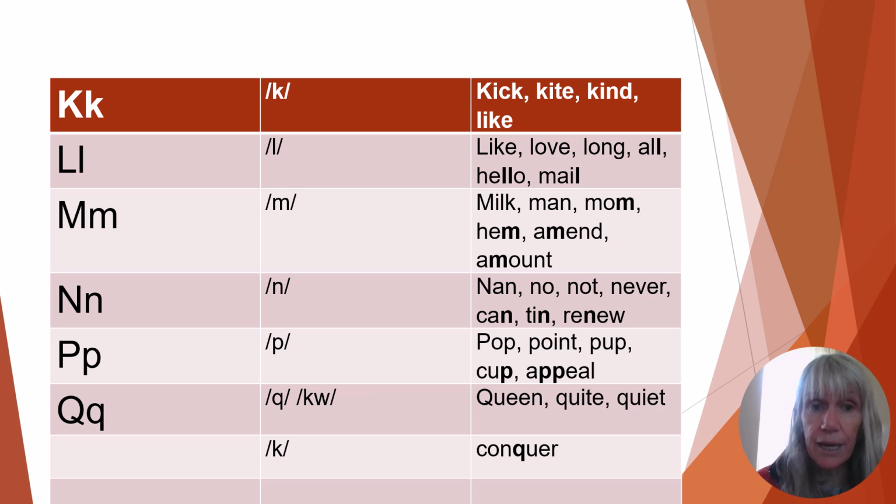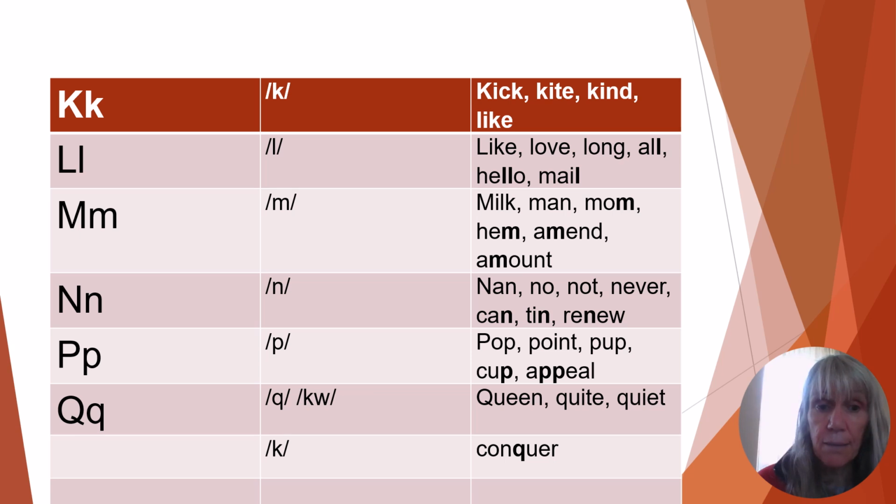Moving on to the K sound, one sound. Kick, kite, kind, like. L makes an l sound, like, love, long, all, hello, male. M makes one sound: milk, man, mum, hem, amend, amount. N makes one sound: nan, no, not, never, can, tin, renew.